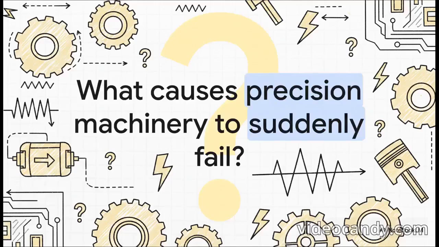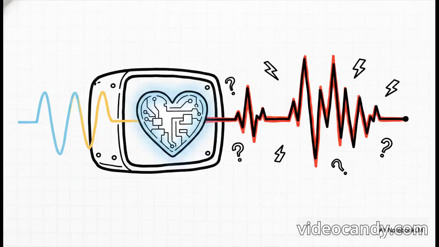So let's just ask the big question right up front. We've got these amazing machines, right? Robots that perform tasks with unbelievable speed and accuracy. So why do they sometimes just fail? What is it that makes them lose that precision and start messing up? And the answer, believe it or not, is often right here: an unstable DC bus voltage.